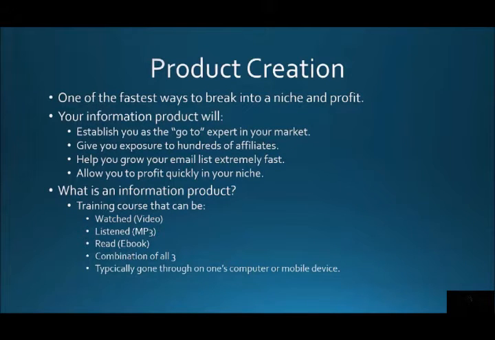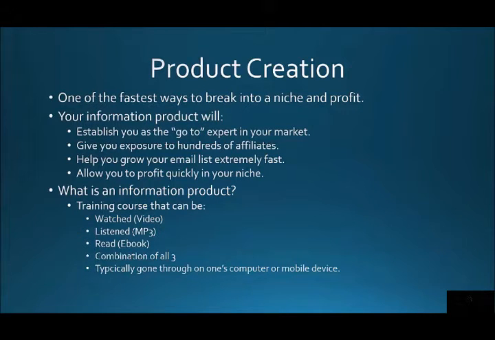Typically, it's gone through on one's computer or mobile device. So it's something that they can digest on their own. It's a product that can be digested digitally, meaning they don't have to print it out. They don't have to have a physical book. Sometimes it can be obviously like a regular book or a workbook or a DVD course or CD training, that kind of stuff. But most of the time, a training course or info product is something that can be watched, listened, or read. Or again, it's a combination of all three.